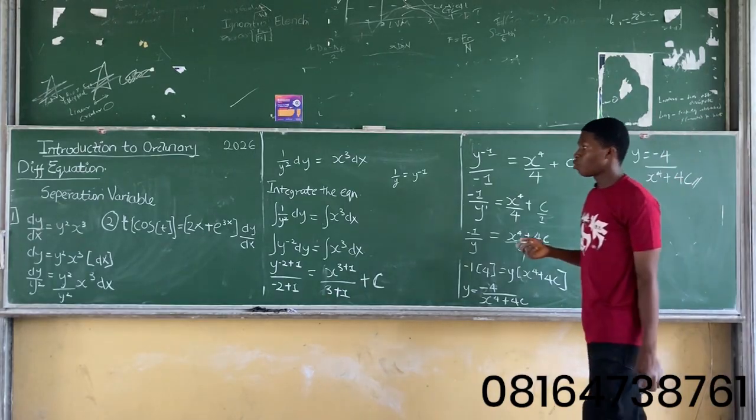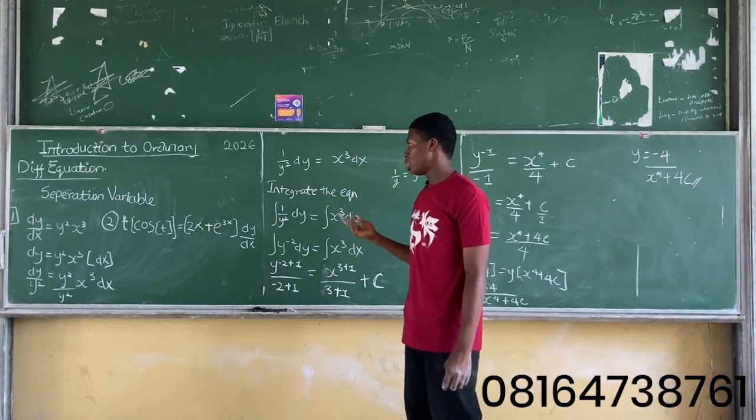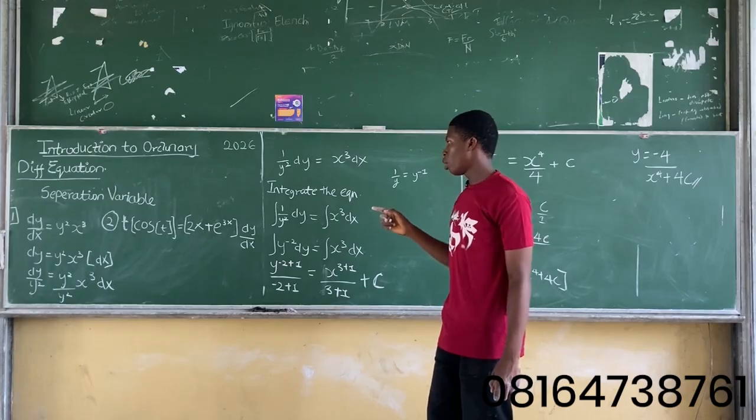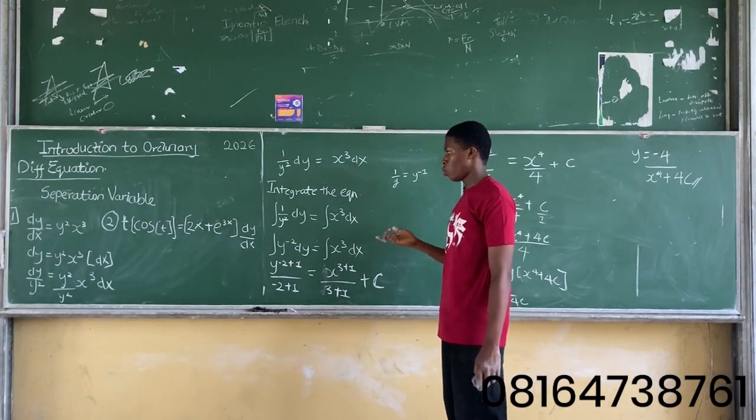So now we are going to be solving equation 2, whereby t cos t is equal to 2x plus e raised to power 3x dy over dx.